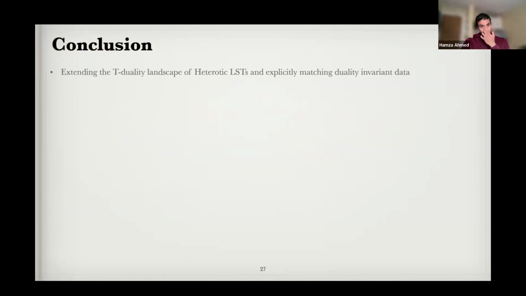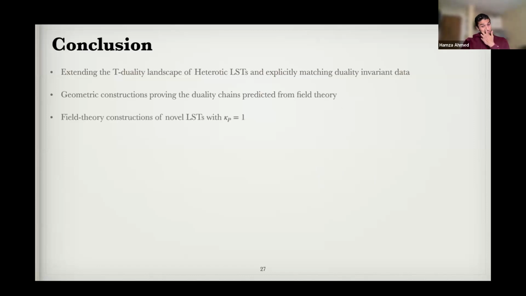The main goal of this work was to extend the T-duality landscape of heterotic LSTs by including these twisted little string theories by explicitly matching this higher form symmetry data and the moduli. Even though I didn't talk about this much in the talk, we provided explicit geometric constructions that proved the duality chains that we predicted via field theory. And finally, we provided field theory evidence for the existence of novel little string theories with kappa P equals 1.